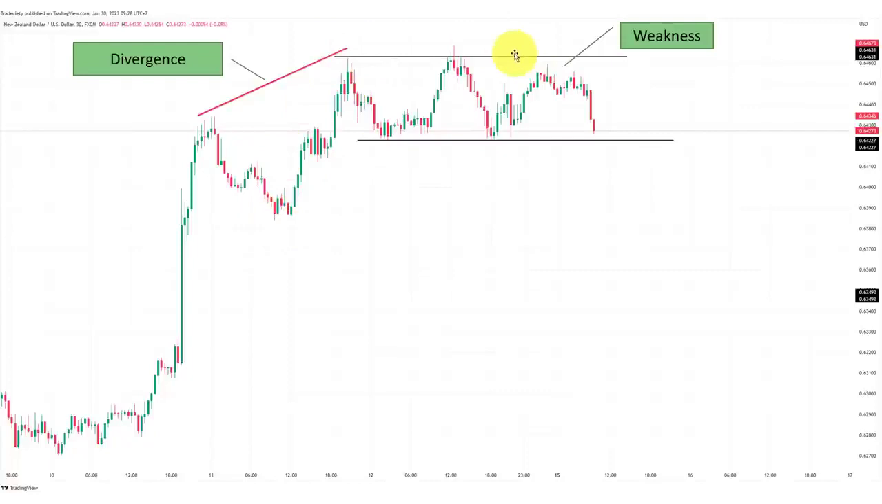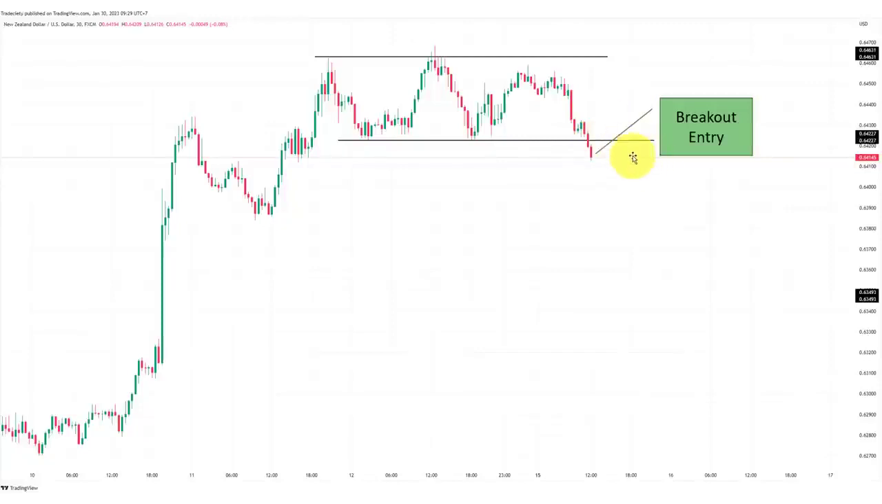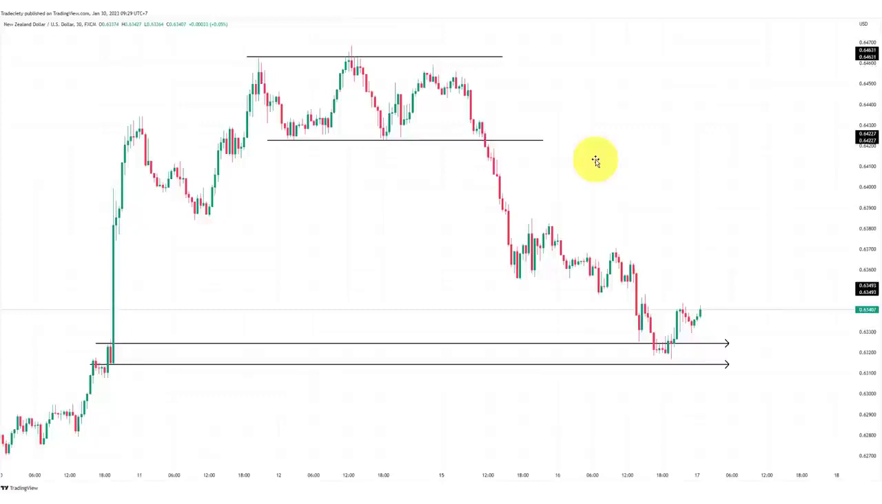Then after the double top, the market fails to push above it, we make a lower high, and we see that more selling is coming into the market. The breakout entry occurs when we close below the support level and make a new lower low. Then you can see the market rolls over and it finds support at this previous demand area.